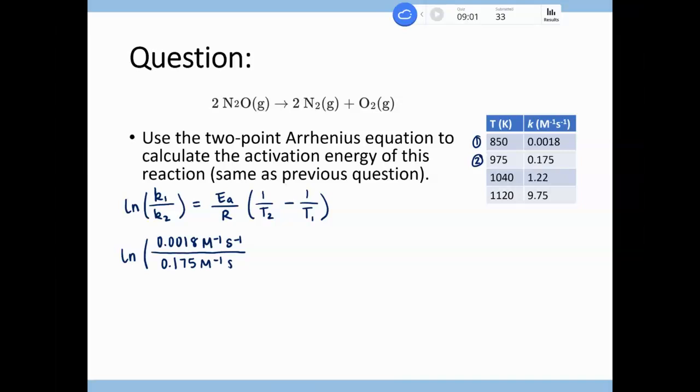0.175. Now look at these values here. As we're increasing in temperature, we're increasing in that rate constant. Increasing temperature will increase the rate. So this is equal to activation energy, which is what we're looking for, divided by gas constant, 8.314 joules per mole Kelvin, times 1 over T2, 975 Kelvin, minus 1 over T1, 850 Kelvin.